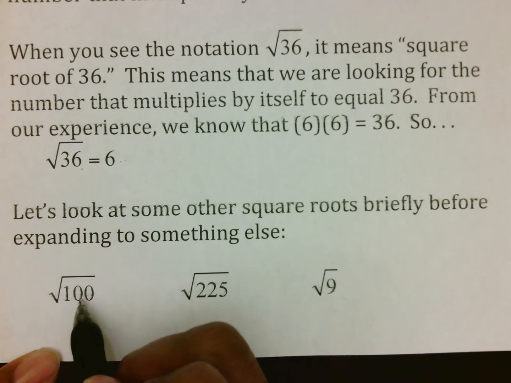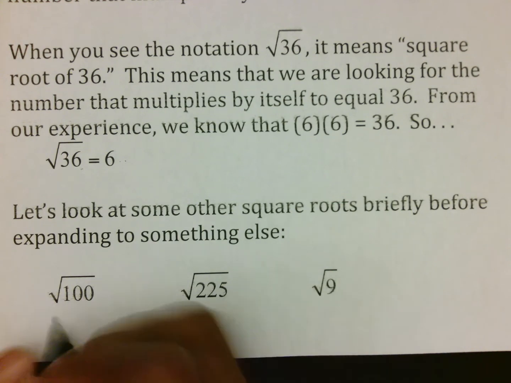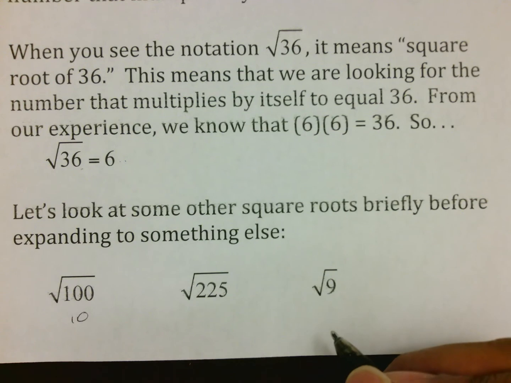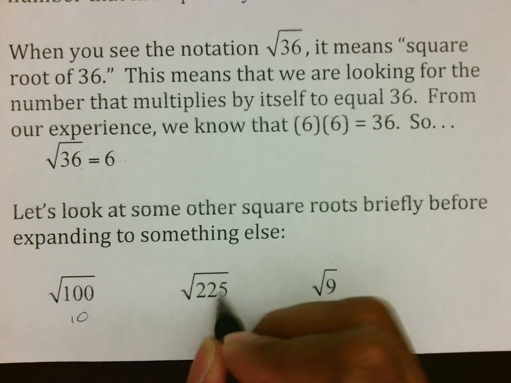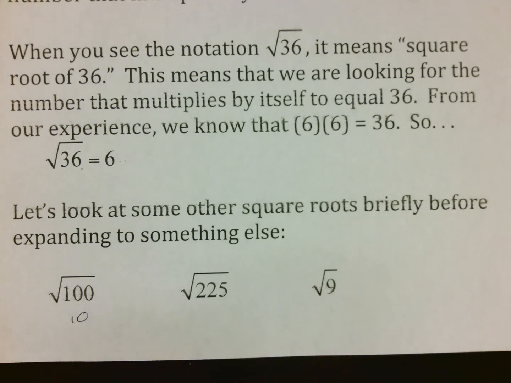So let's look at some other square roots really quick before moving on to something else. Square root of 100 means think of a number that multiplies to be 100. 7 squared is 49. Nope. 8 times 8 is 64. Nope. 9 times 9 is 81. No. 10 times 10 is 100. That's got to be it. 225. Well, from what I know on that list that we just had, it's even smart to write.